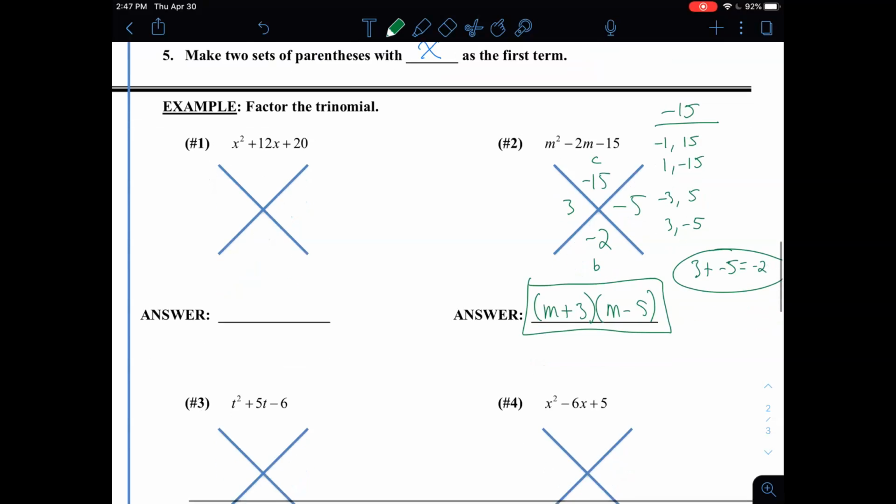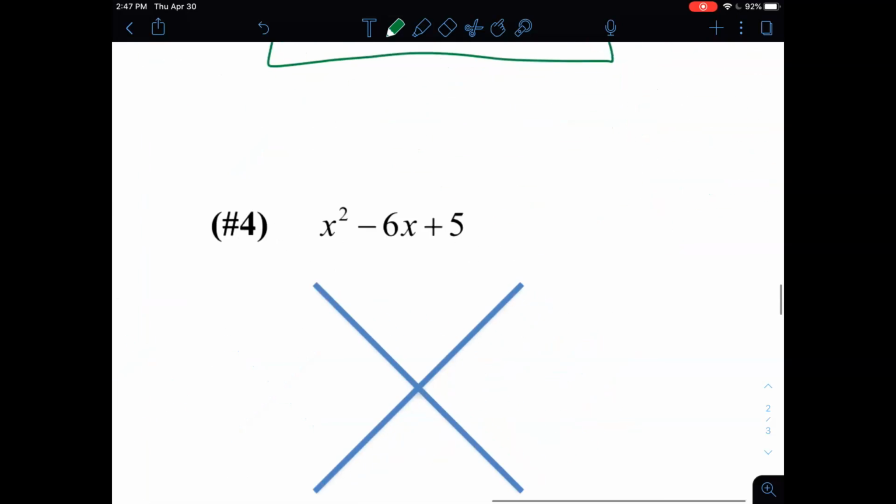Okay, let's do one more together here because this is still kind of tricky. Let's do number 4.